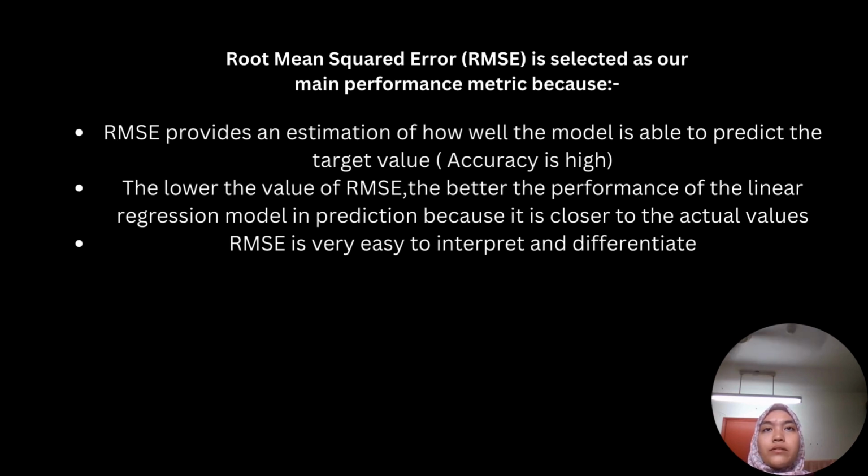So root mean squared error, RMSE, is selected as our main performance metric because RMSE provides an estimation of how well the model is able to predict the target value, compared to the other performance metrics. And the lower the value of RMSE, the better the performance of the linear regression model in prediction, because it is closer to the actual values. And RMSE is very easy to interpret and differentiate. So that's why we chose the RMSE.